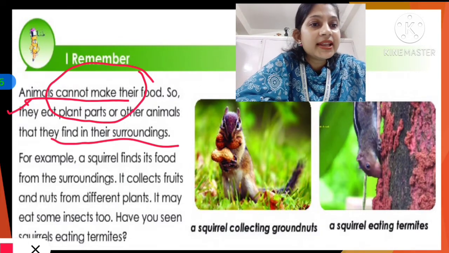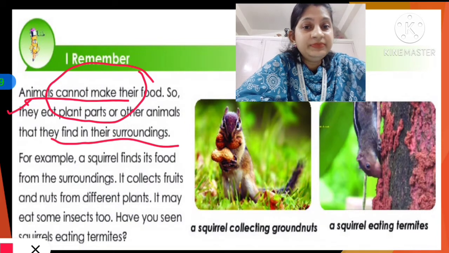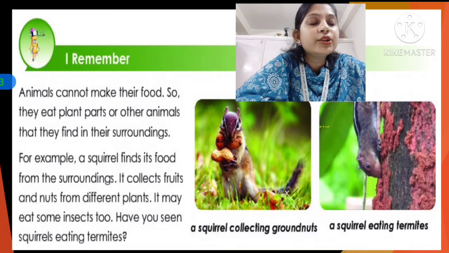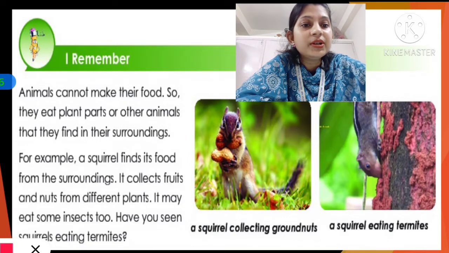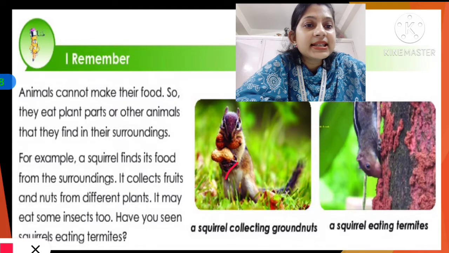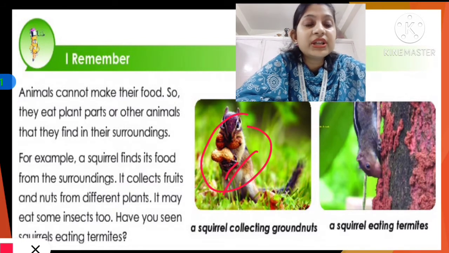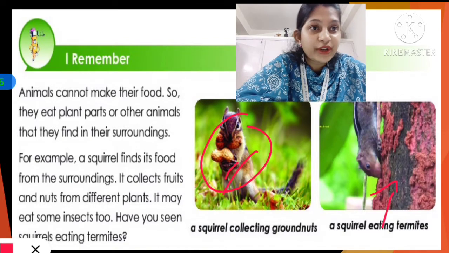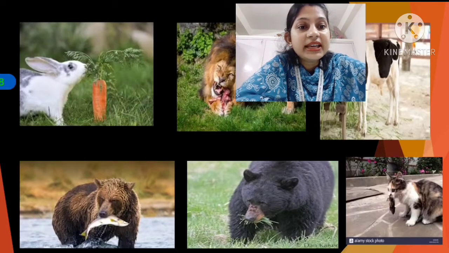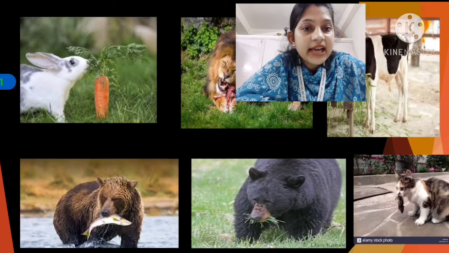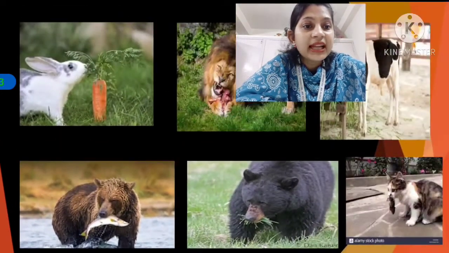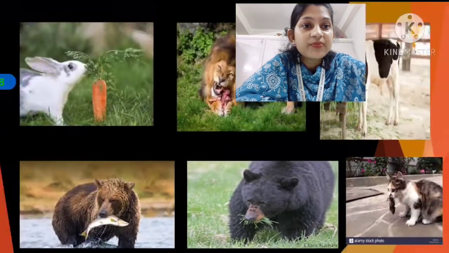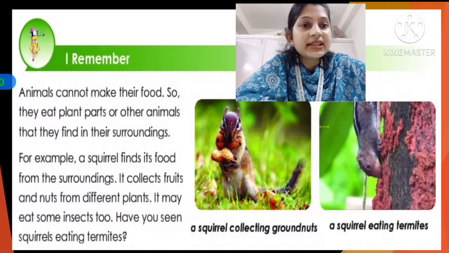Now see in this picture, later I am going to give you a question based on this picture, so be attentive in listening. See here, two pictures are there. In the first picture, a squirrel is collecting groundnut. Okay, it is going to eat the groundnut. In the second one, it is eating termites. You can see that a similar picture was there here also. A bear, it is having fish in its mouth, and here in the second one, it is having grasses in its mouth. Isn't it? You can see that now.